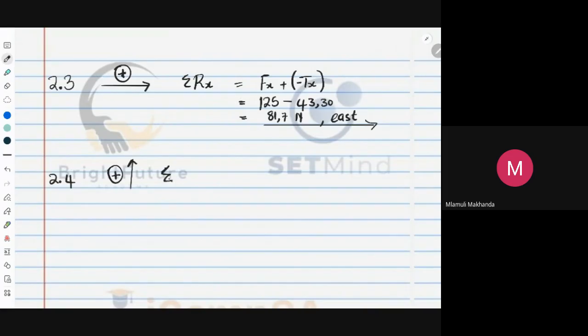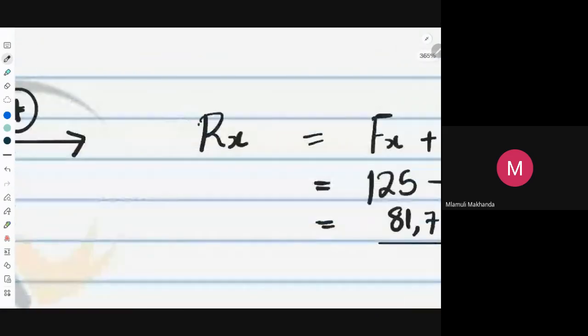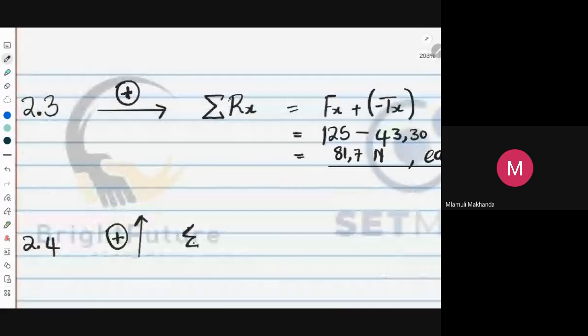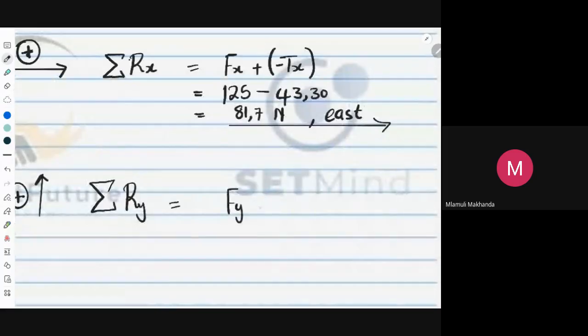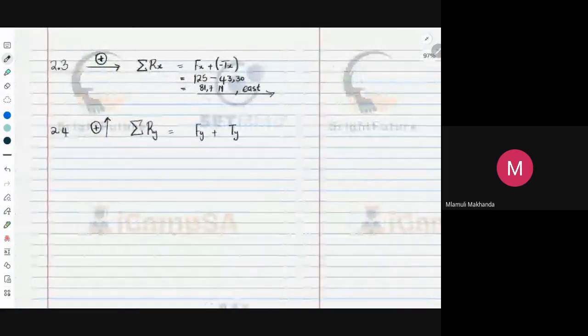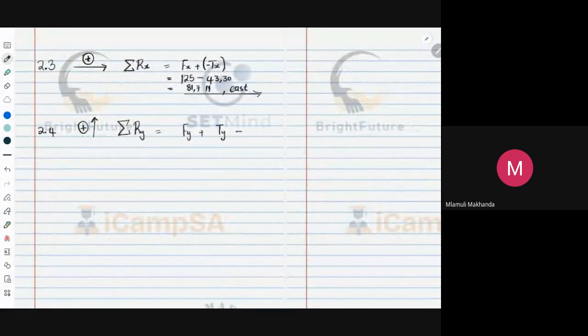So this thing is just a summation. It's not an E, guys. I'm just writing it in a horrible way. Let me try the right way. Yeah. Sigma means sum. Let me try it here as well. Yes, Ry. Okay, we will say Fy plus Ty. But remember, there's another vector, W. And W is along the y-axis, plus W. So what is happening?